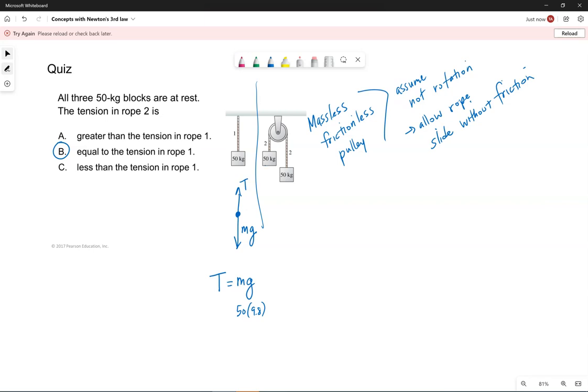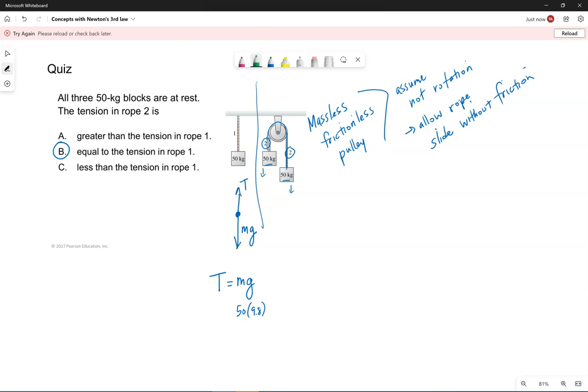Now, granted, we have 50 kilograms on both sides, so the rope itself is getting pulled on this side by 50, on this side by 50 kilograms, the weight of those. So the rope is going to have the same tension everywhere, which this picture is implying by labeling it 2, meaning tension 2, on both sides.